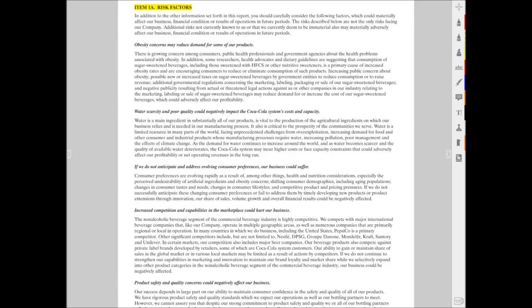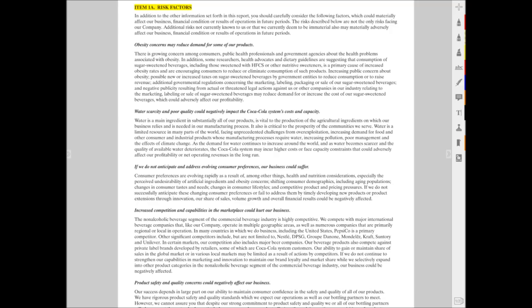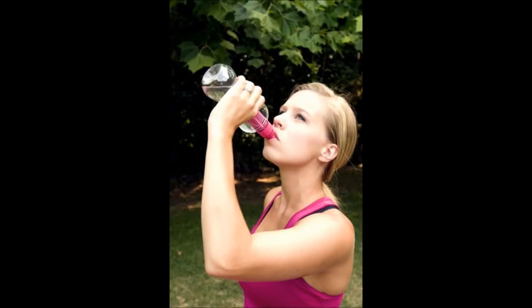And I will say some of these are doom and gloom type risk factors. Others are very real. Not that we're going to go through all of them or any of them individually, but the one that they bring up that I think is very real is more health conscious people drinking less sugar and less soda.